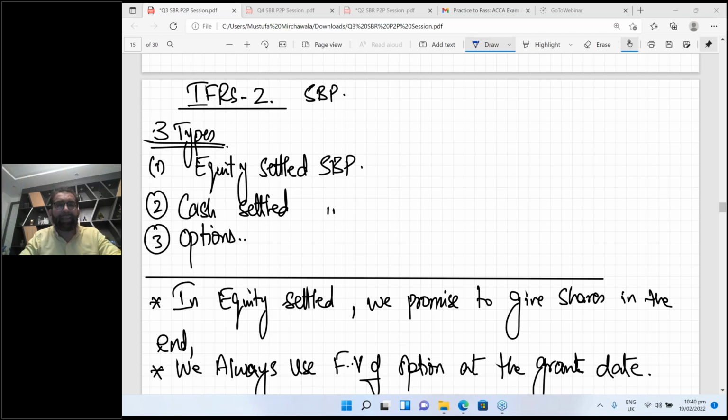In cash settled share-based payment, I will give a target to the employee that to stay with me 3 years, and after 3 years I'll give you cash equivalent to the market price of my own 10,000 shares. So this is also share-based payment but cash settled, because in the end I'll pay cash. And the third thing is options. Sometimes we give an option to our employee that in the end you can ask for cash or you can ask for shares. Okay, right?